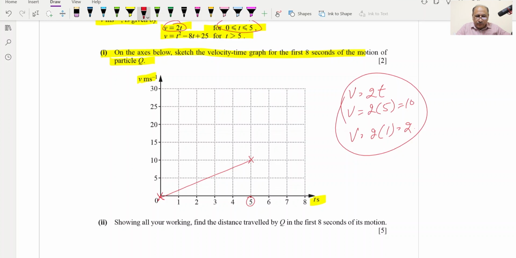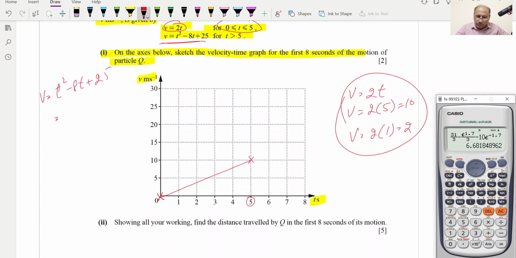Now from 5 to 8, we will be following this equation because t is greater than 5, so v value is equal to t squared minus 8t plus 25, and for replacing values we are using the calculator technique. We can take this one as alpha, and this will be x squared minus 8x plus 25.